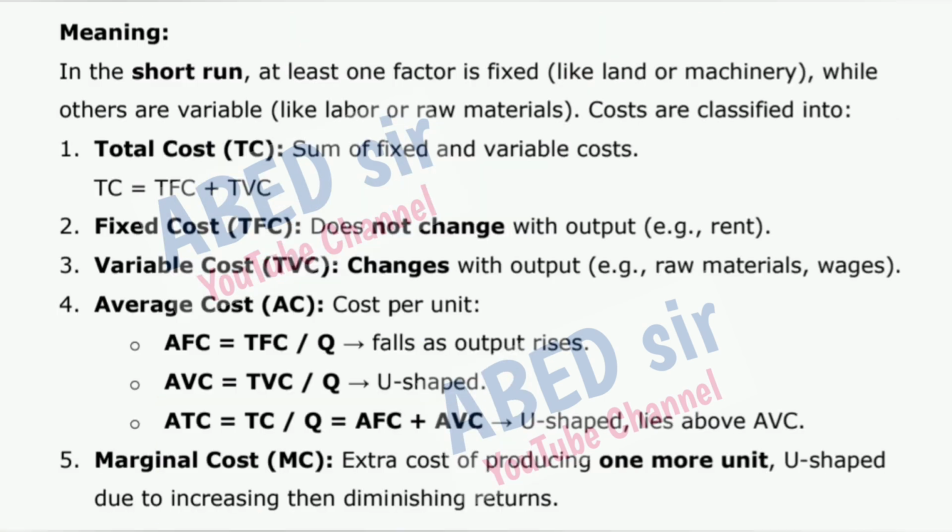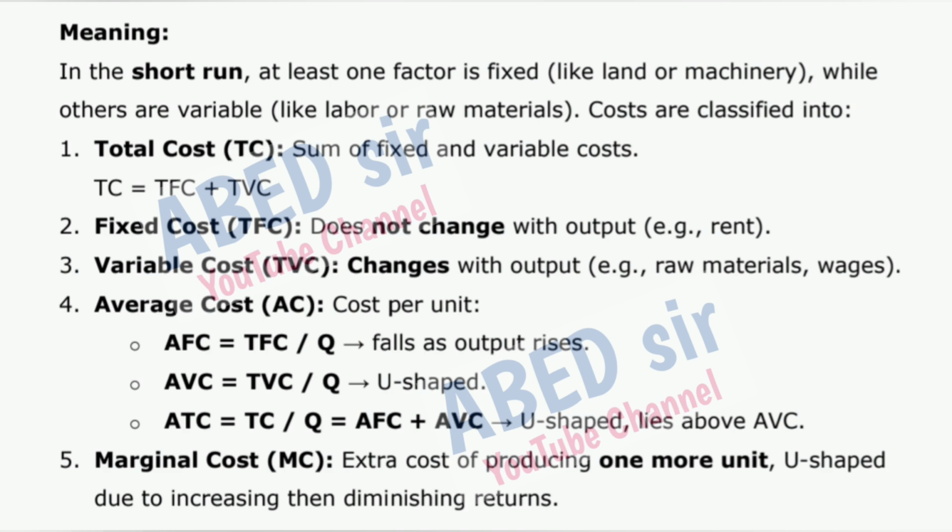Meaning: in the short run, at least one factor is fixed, like land or machinery, while others are variable, like labor or raw materials. Costs are classified into: 1. Total cost, TC, the sum of fixed and variable costs. TC is equal to TFC plus TVC. 2. Fixed cost, TFC, does not change with output, for example, rent. 3. Variable cost, TVC, changes with output, for example, raw materials, wages. 4. Average cost, AC, cost per unit.